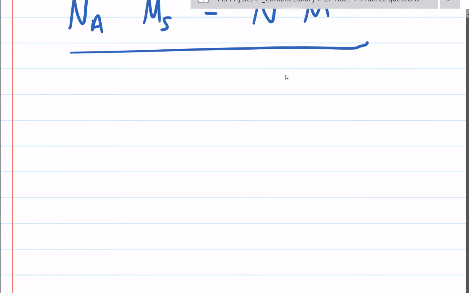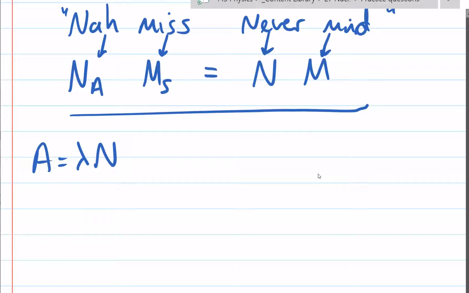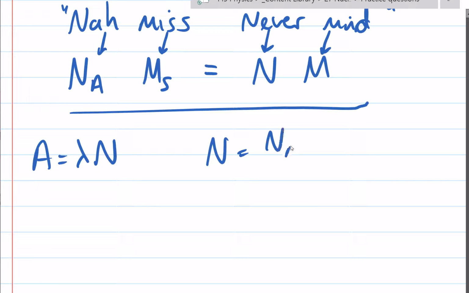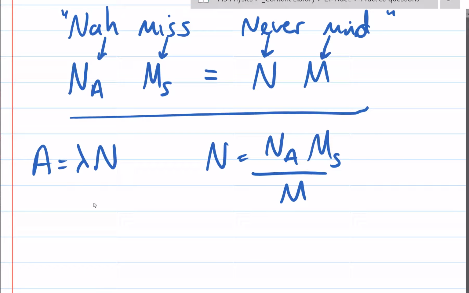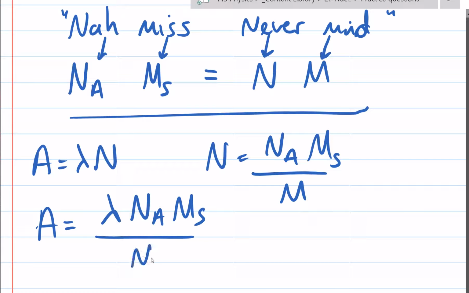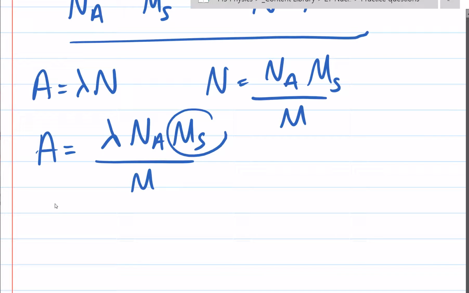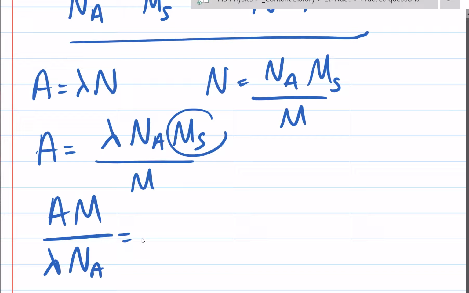So going back to the original part, we're going to go A equals lambda n, and we're going to use n equals Na ms over m. Combine those to get A equals lambda Na ms over m. Remember, ms is the mass of the substance. That's what we actually want. So we're going to rearrange that to get A times m over lambda times Na equals ms.